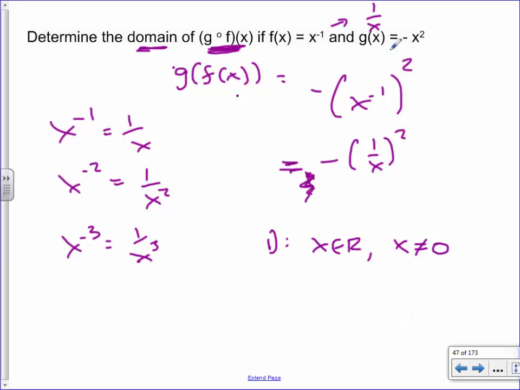Now take this function right here, negative x squared. Can you plug in 0 into that function? Sure. You can take 0, square it, 0, and make it negative 0. But because this guy right here is 1 over x, you can't use 0. Does that make sense? Even though one of the functions does work, the other one doesn't, so together it doesn't work.